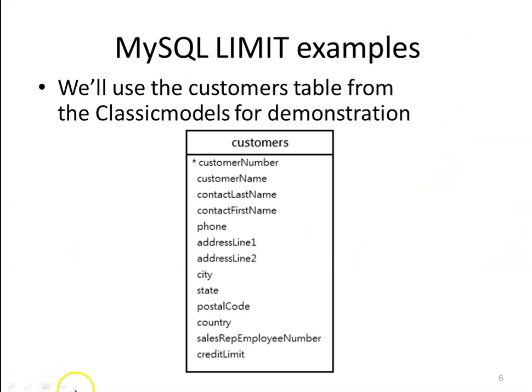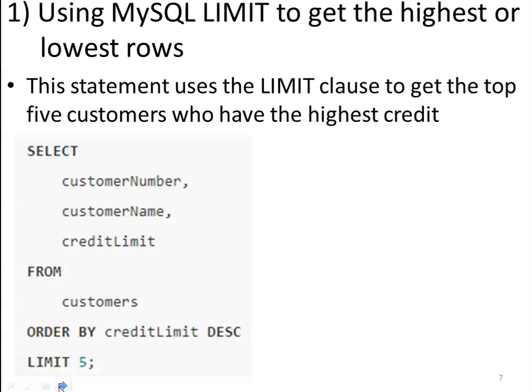We'll see some examples. Using the LIMIT clause, we'll make use of the customers table from the classic models database. Now, we'll assume that you want a list of 5 customers who have the highest credit. So basically from this query you know that there should be 5 tuples in the output. Only 5 tuples, and that too with the highest credit.